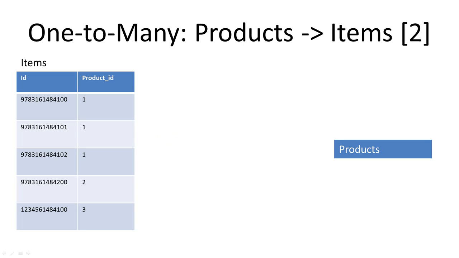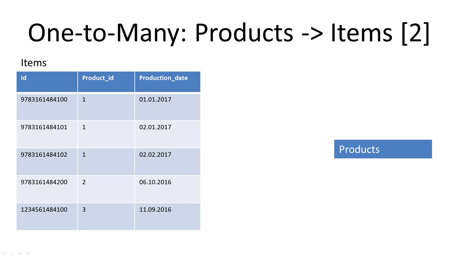Imagine the iPhone 7s. You want to store the production date. Where will you do that? In the items table or in the products table? Well, you are right, not every phone was produced on the same date, so the production date becomes an attribute specific to a product item.